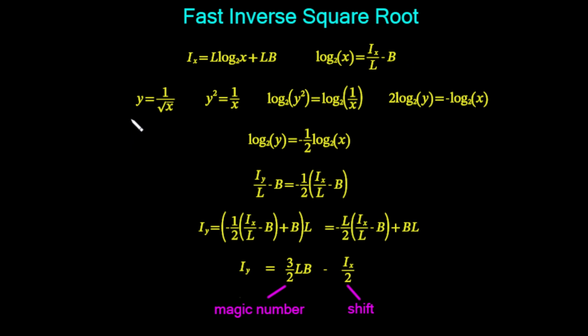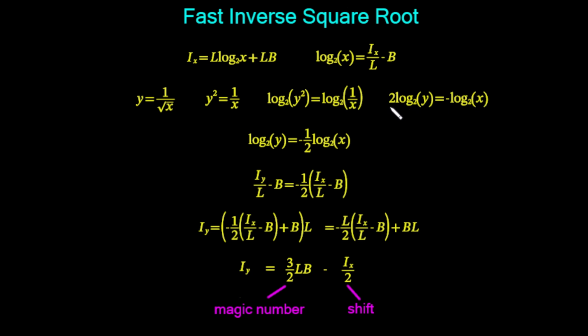If we were to look at this y is equal to 1 upon root of x, we can rewrite that as y squared is equal to 1 upon x. We can take the log of both sides of it, so we'll have log to the base 2 of y squared equals log to the base 2 of 1 upon x. So by the rules of logarithms we can take the 2 out, so we get 2 log to the base 2 of y. 1 upon x is the same as x to the minus 1. So again we can take the minus out, and this gives us the minus log to the base 2 of x.